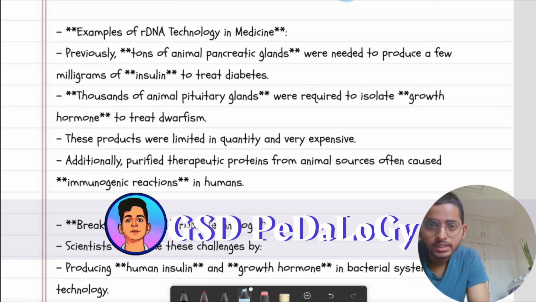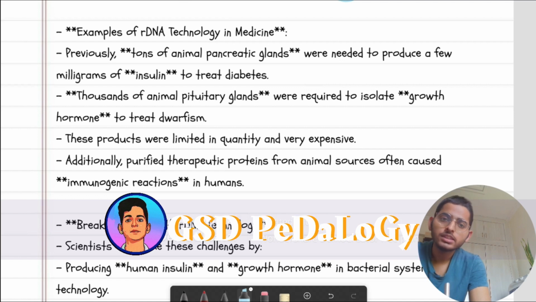Now, examples of rDNA technology in medicine. In the previous century, people used to slaughter millions and millions of animals. Tons of animal pancreatic glands were needed for producing a few milligrams of insulin to treat diabetic patients. I remember there were two kinds of insulin used: one was porcine insulin and another was bovine insulin. Bovine is for cattle, and porcine is for the pigs.